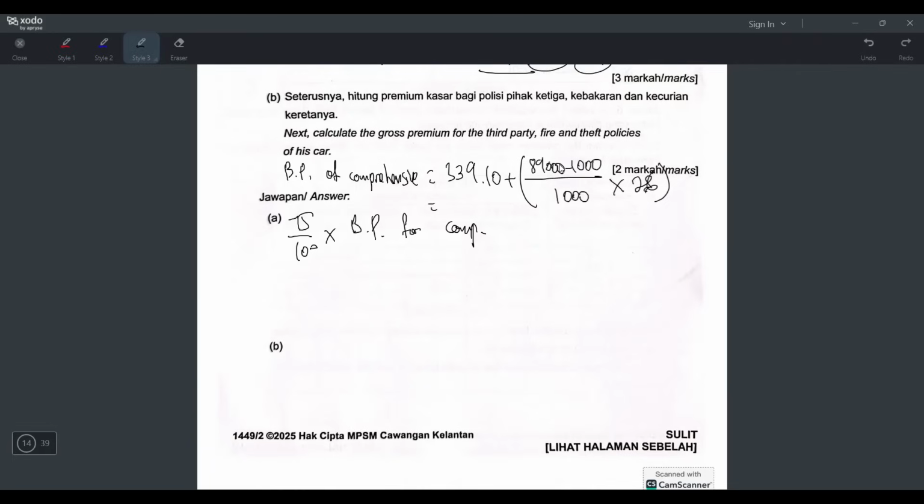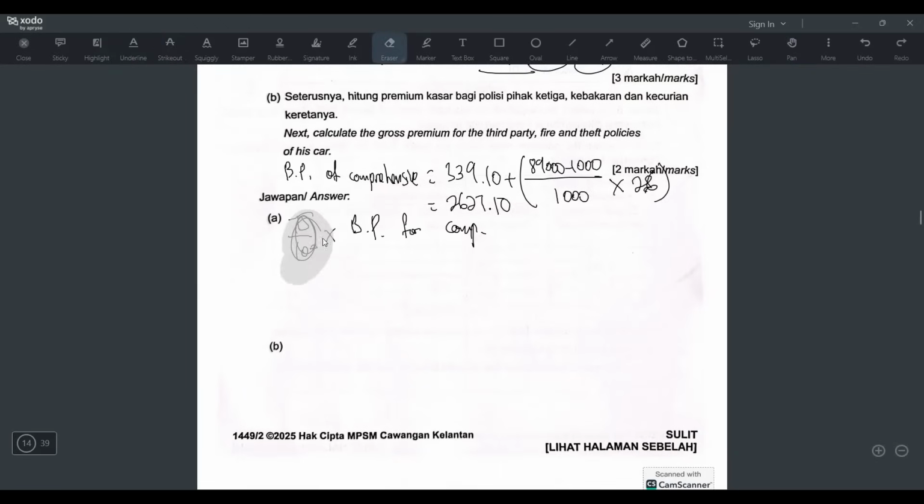Okay, 2627.1. But that's not the answer. That's the basic premium of comprehensive. They ask for the basic premium of third party fire and theft.